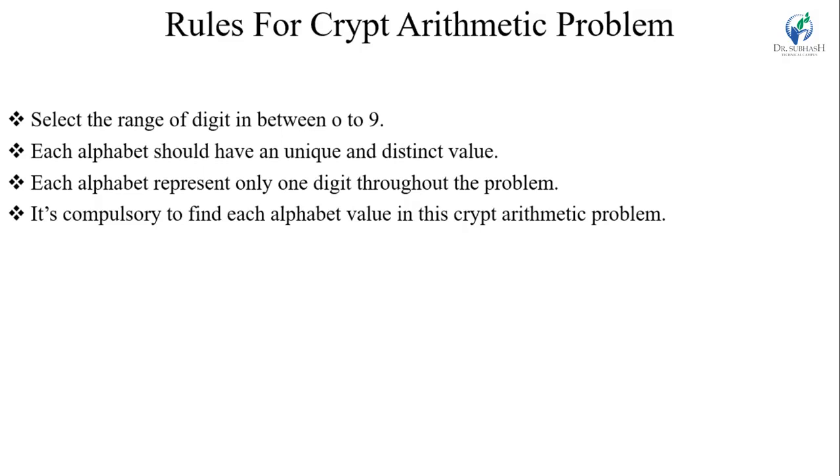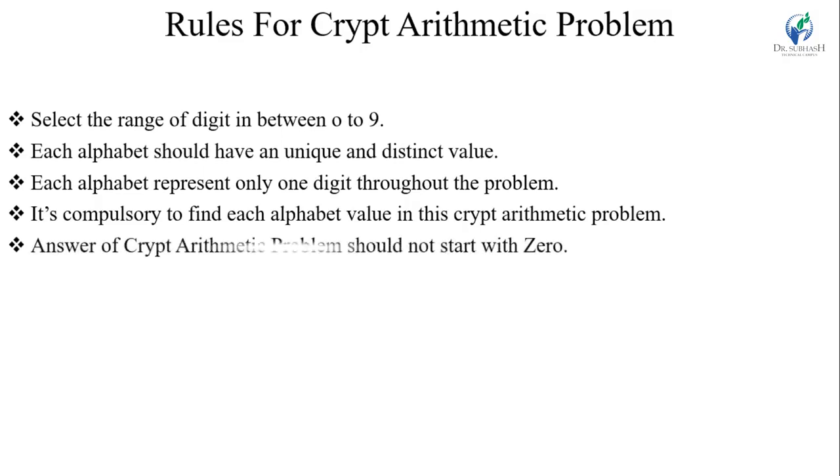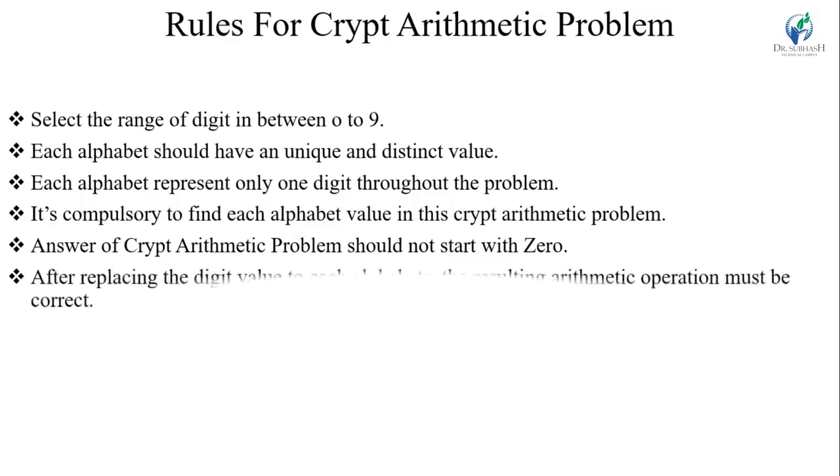Rule 5. The answer should not start with 0, which means it starts with 1, 2, or any value between 1 and 9. Rule 6. After assigning values to alphabets, it must follow the basic arithmetic operation, meaning the addition is correct. Okay, now we start the problem.